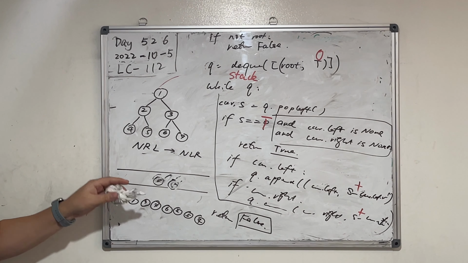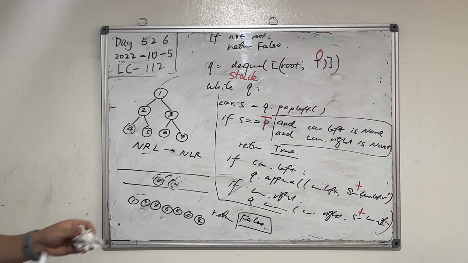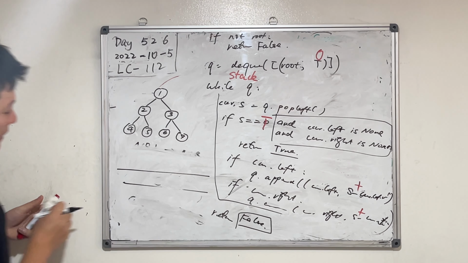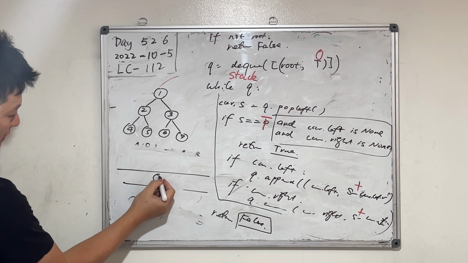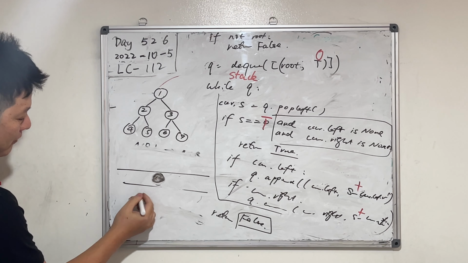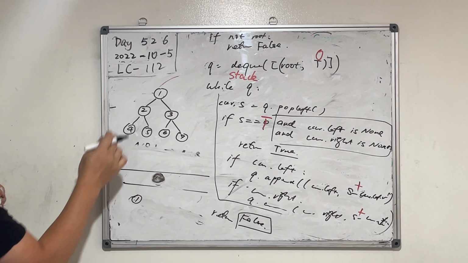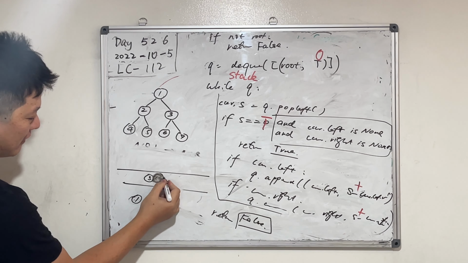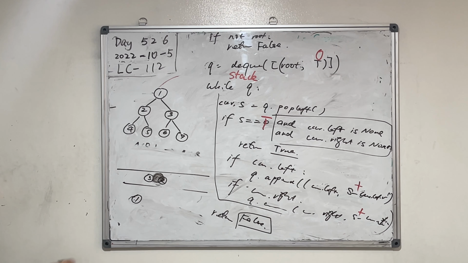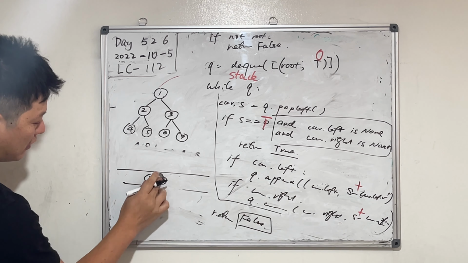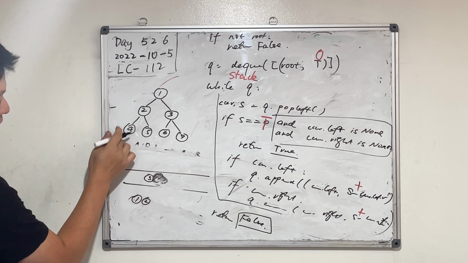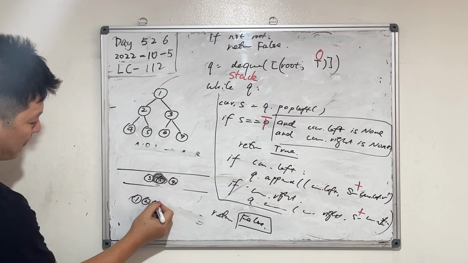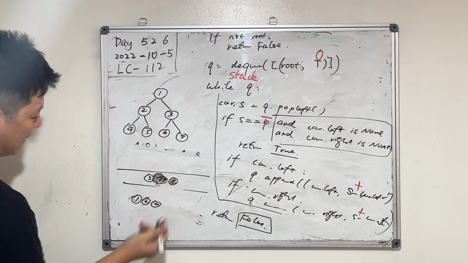Okay, let's try this exercise one more time. We take 1 now, right? We push the right and left, so that's 3, 2. What's the next to take out? 2. What are the kids of 2? 5, 4. What are the kids of 4? Taking out 4, nothing. Taking the 5, nothing.